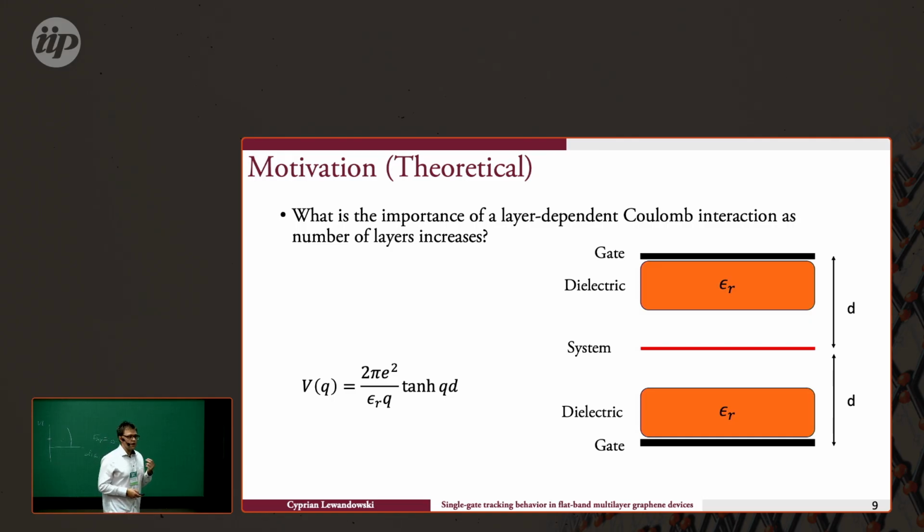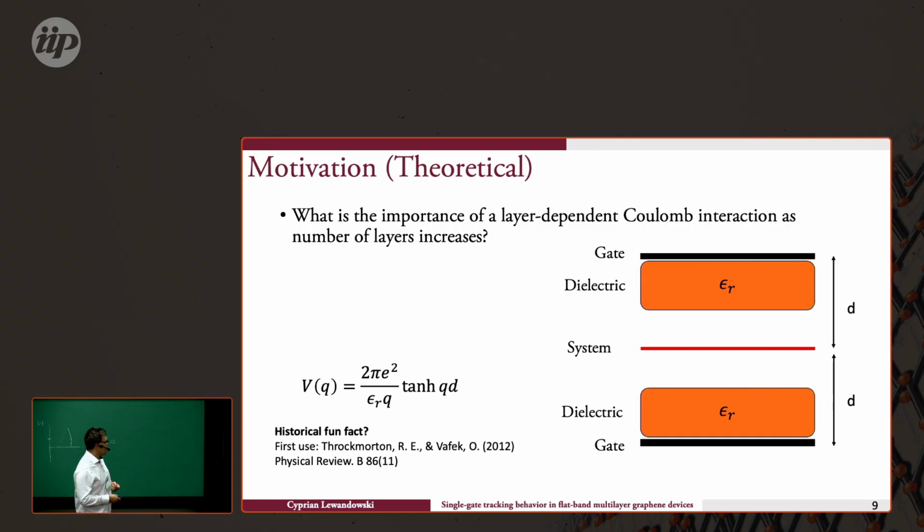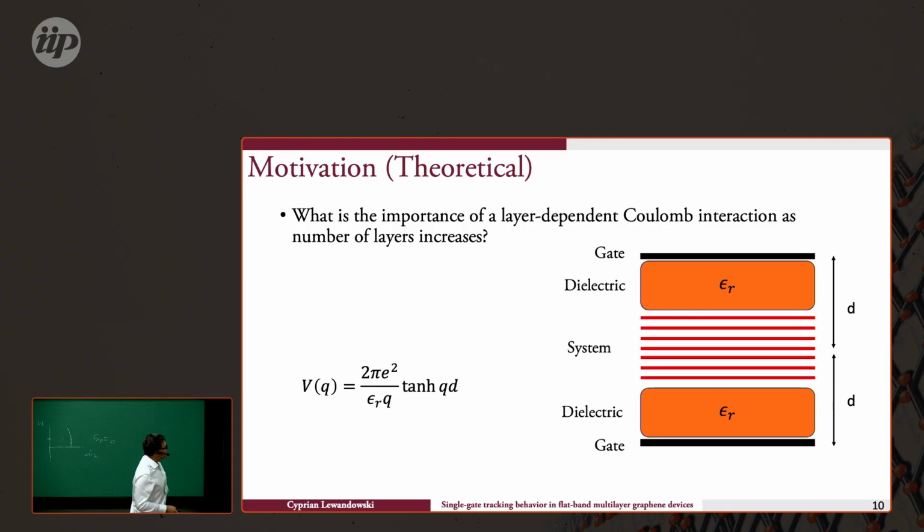So this is a true form of the Coulomb interaction only if you have a single layer which is very thin as compared to the gate distances. And just a historical fun fact, I think the very first place where this form of interaction was used was in Oscar's paper, and I don't know of a version of this being used before, just in case people were curious.